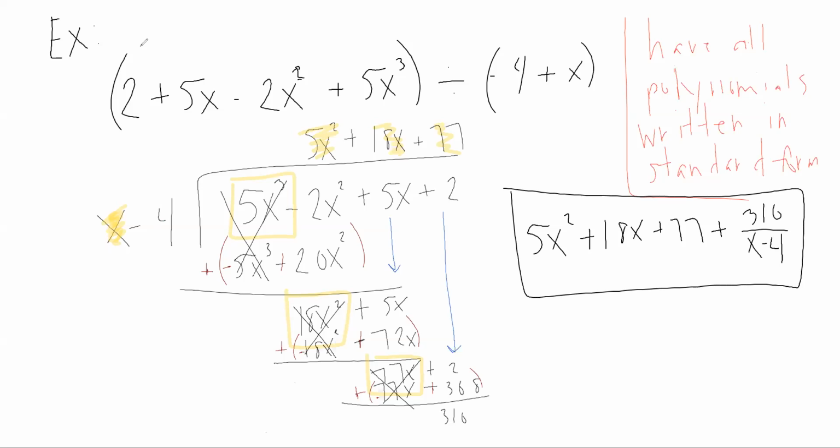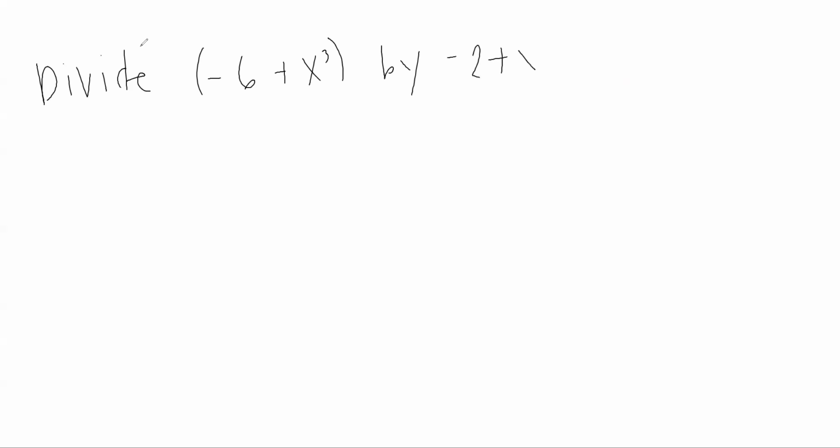Let's do another example problem together. I like this one because it adds that extra piece we have to make sure of. It tells us to divide negative 6 plus x cubed by negative 2 plus x. So that's how they're giving it. This is what is going to be on the inside because it's telling me to divide this by that. This is going to be my divisor.